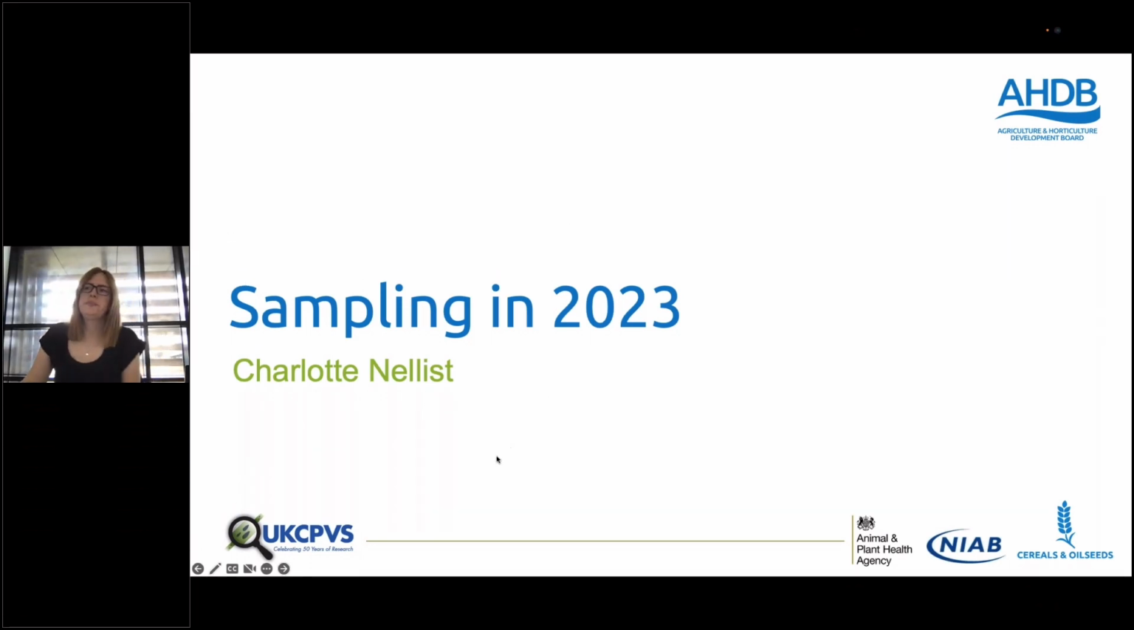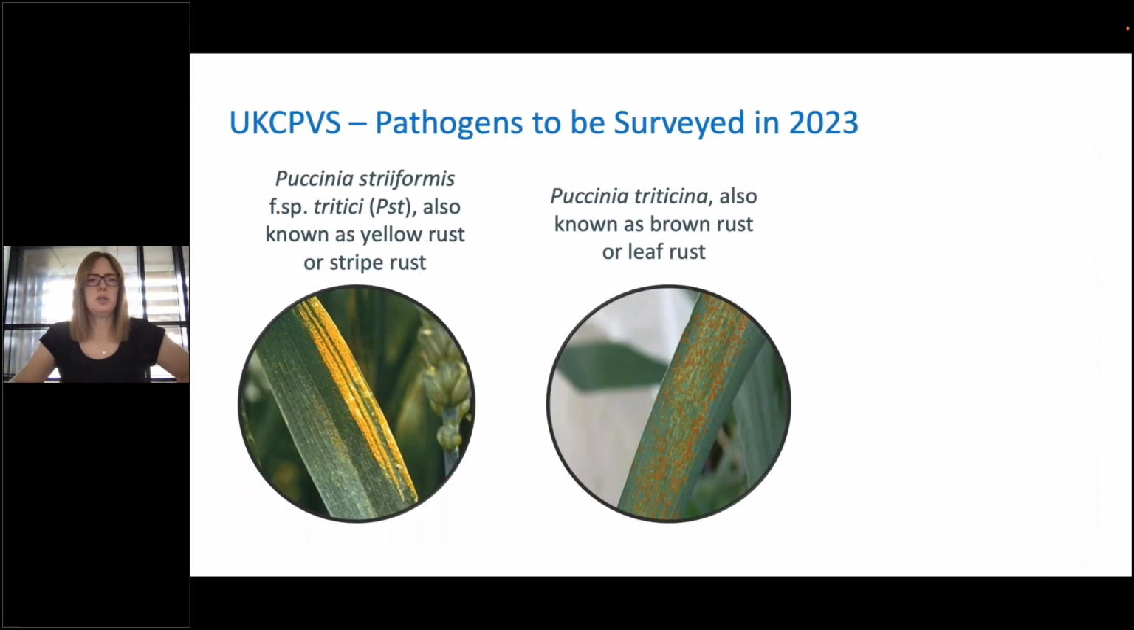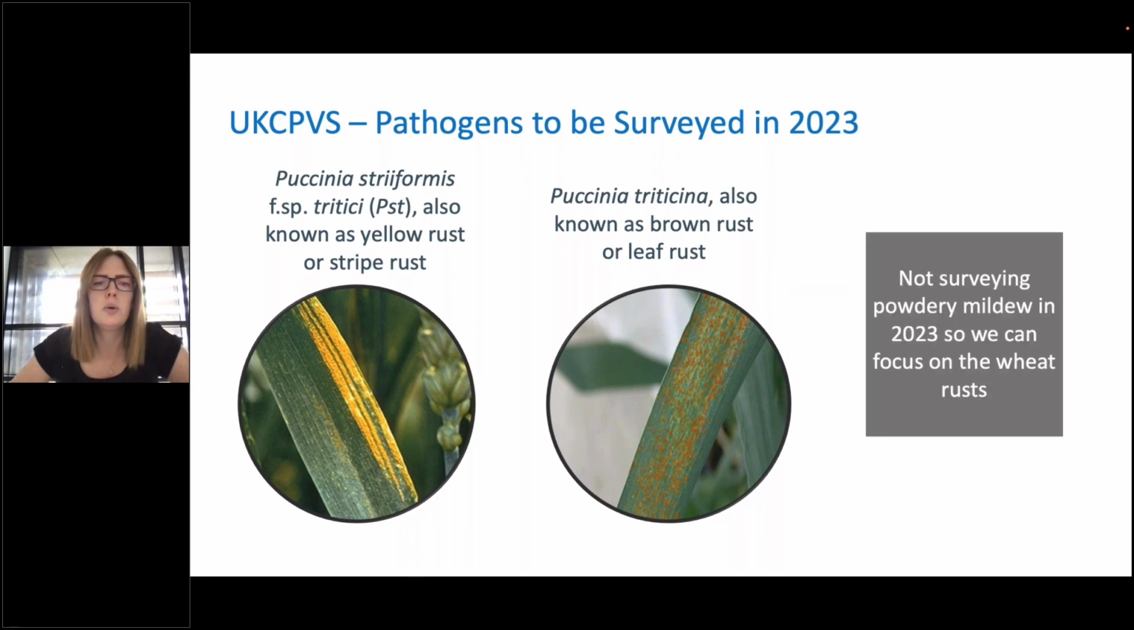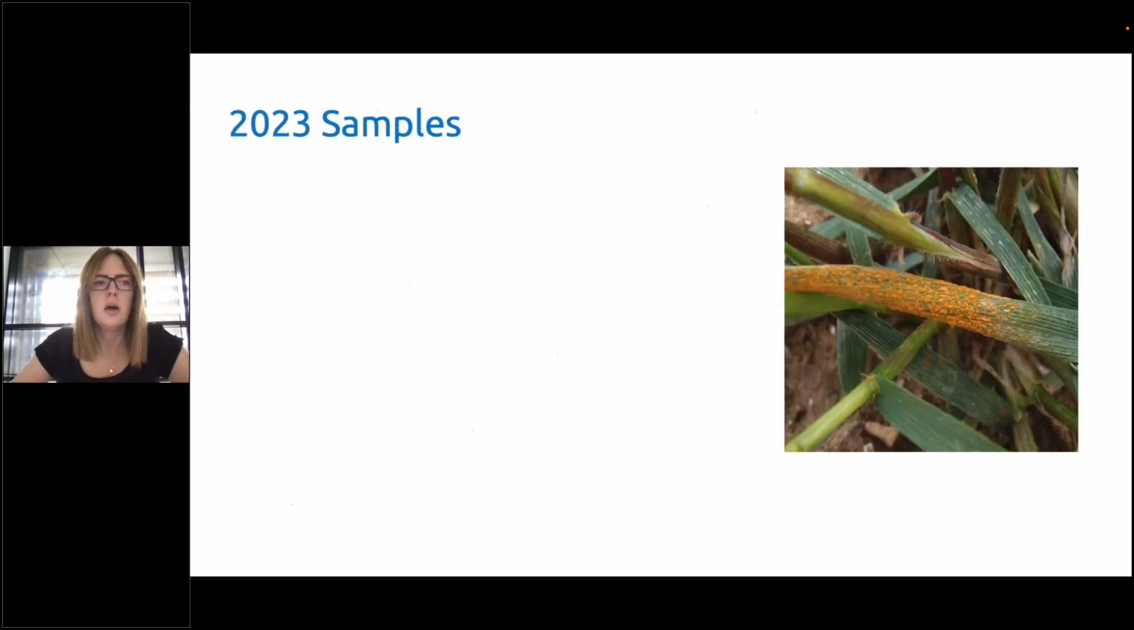Thank you, Amelia. Okay, so now we're just going to quickly talk about sampling in 2023. There's a slight change to the programme. This year we'll be focusing on the rust pathogens, so please continue to send us samples of yellow rust and brown rust, but we're not surveying powdery mildew this year, so please don't send us powdery mildew samples.